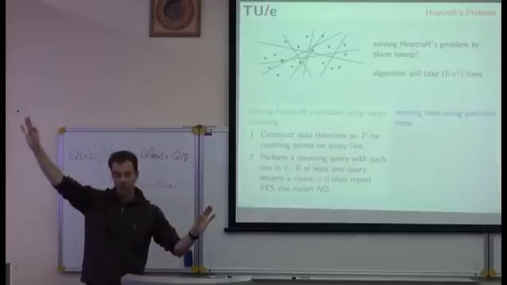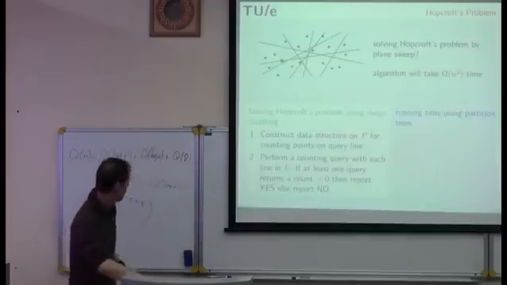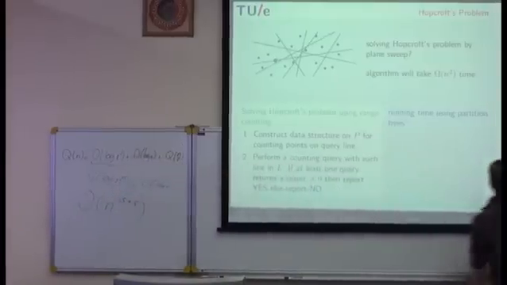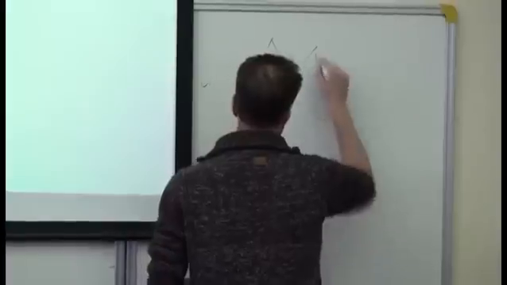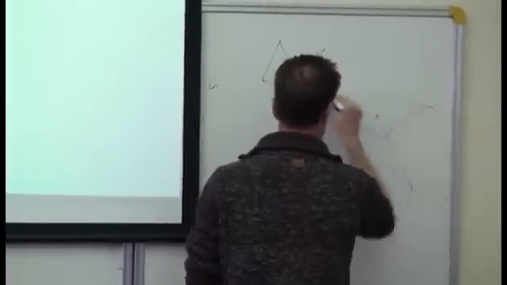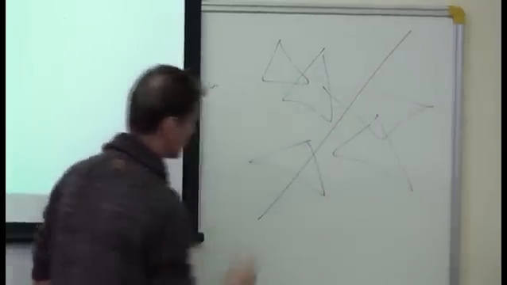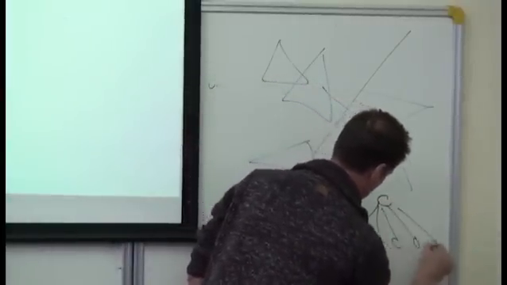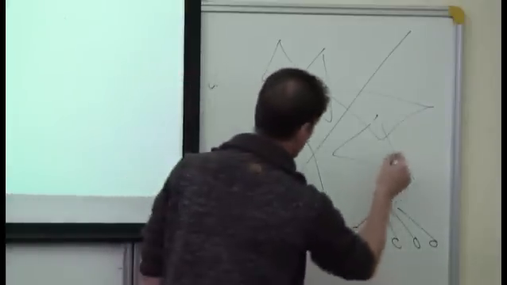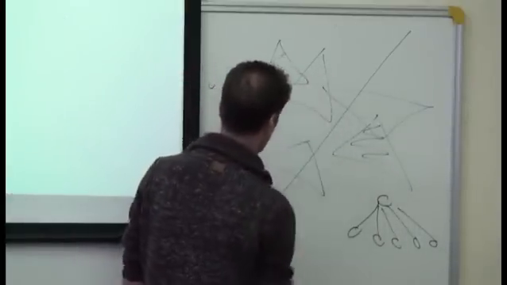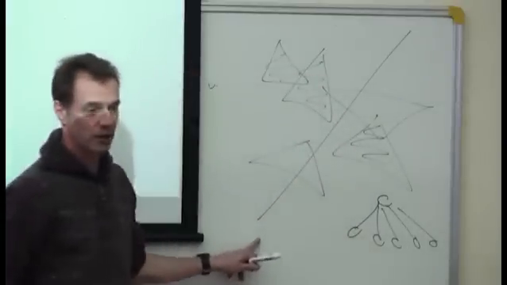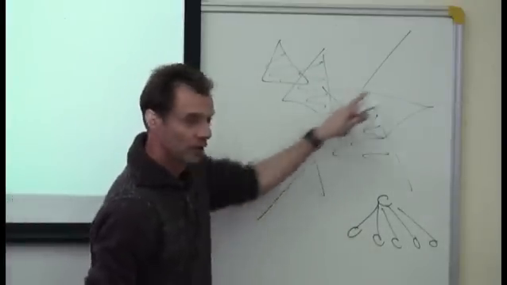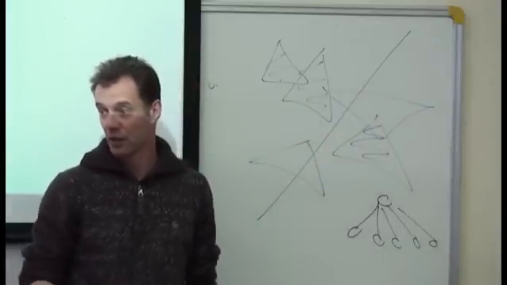I have a query line of all of the... now, obviously points from this triangle and from this one and from this one can never lie on this line, so I only have to search recursively in the triangles that are intersected by the line. So you do what you normally do in a partition tree, you go down to these two nodes and so on.